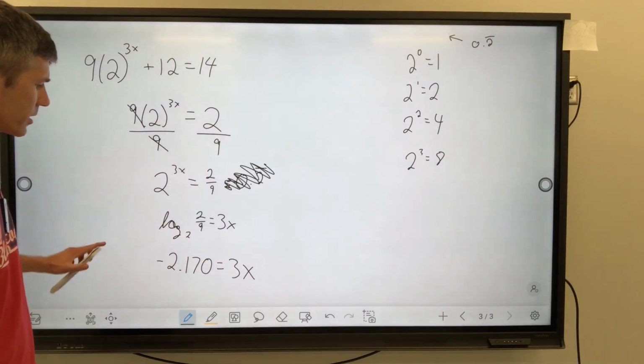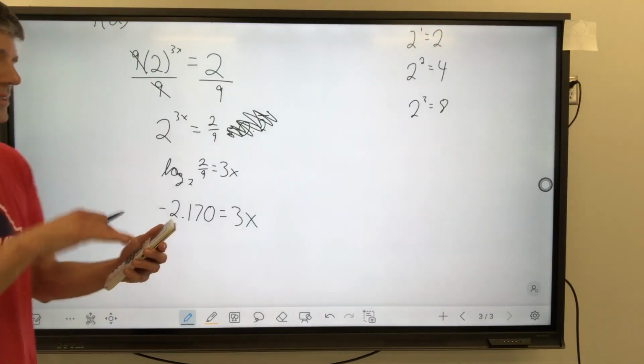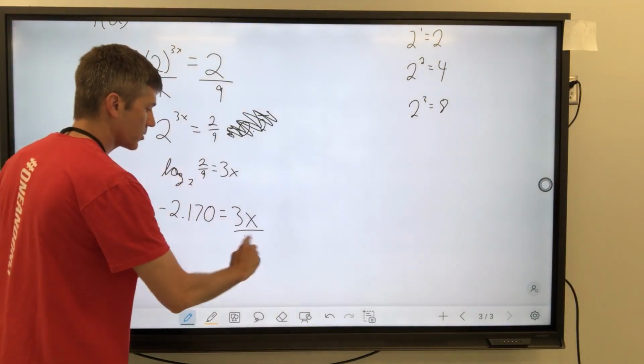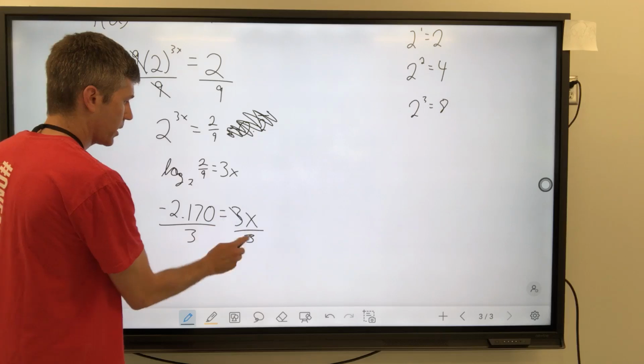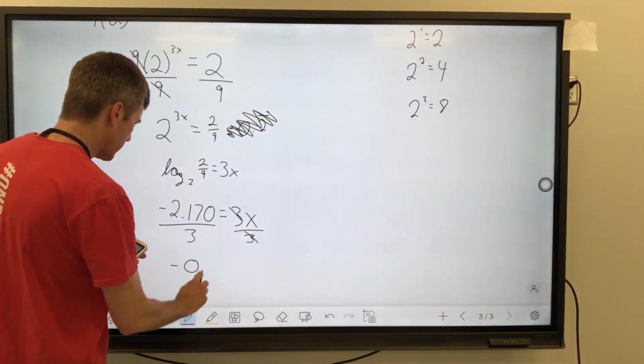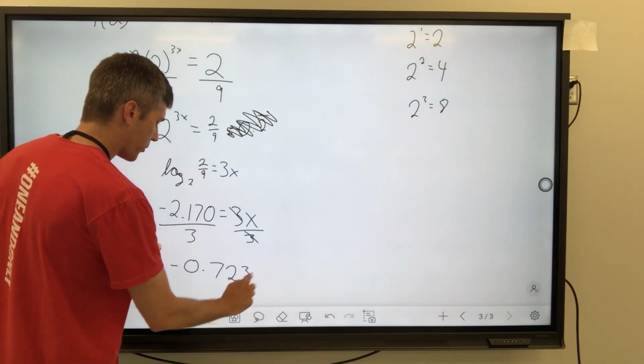I'm also going to divide by 3. Let's divide what's in Desmos, or what's in the calculator, by 3, just for accuracy. So we'll divide that by 3 and that by 3. And we're going to cancel those. And we will have negative 0.723, and that is equal to x.